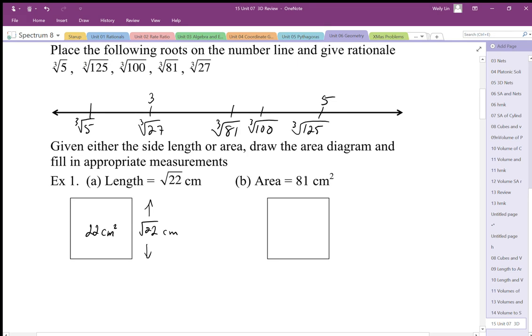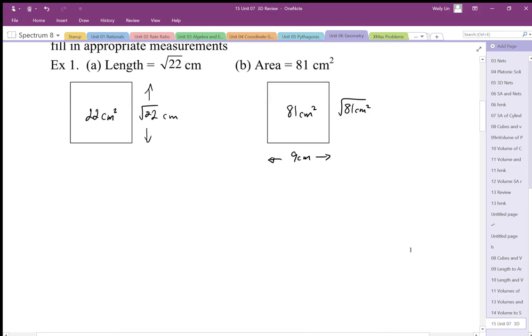Here, this 81 centimeters squared represents area. Okay, and then the side length would be the square root of this. So if I want to do that, I can do square root of 81 centimeters squared, which we probably should write as 9 centimeters. Okay, so make sure we're able to put those into our diagram.